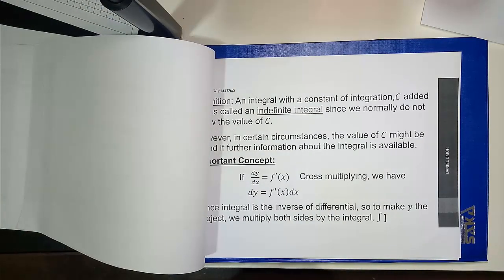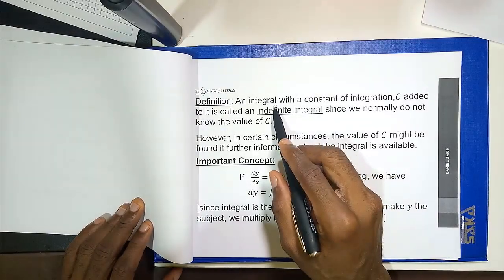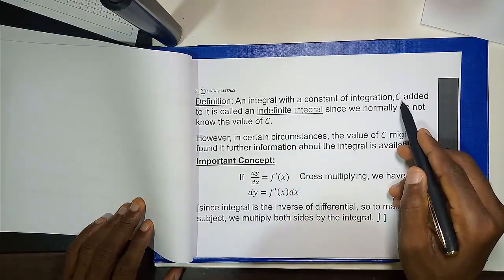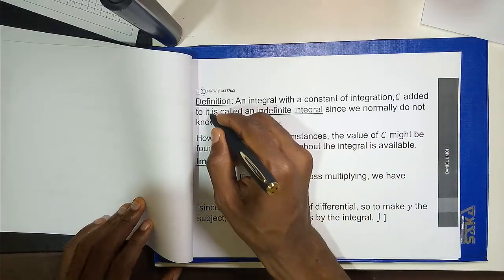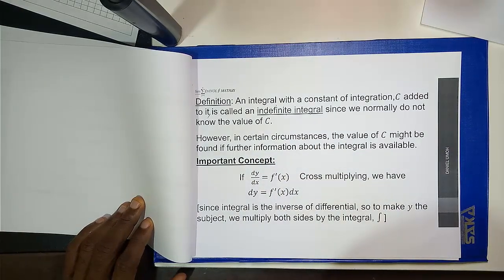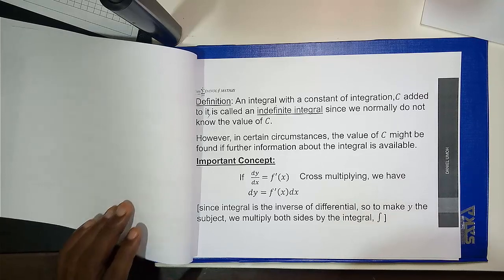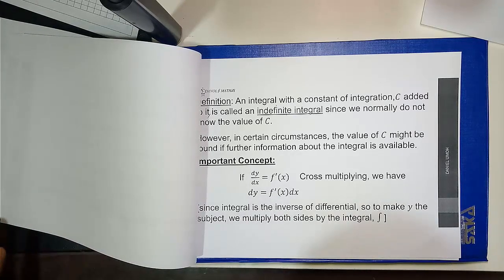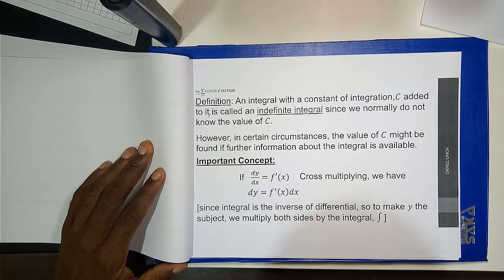Now let's take this definition together. An integral with a constant of integration C added to it is called an indefinite integral, since we normally do not know the value of C. However, in certain circumstances, as I've explained earlier, the value of C might be found if further information about the integral is available.